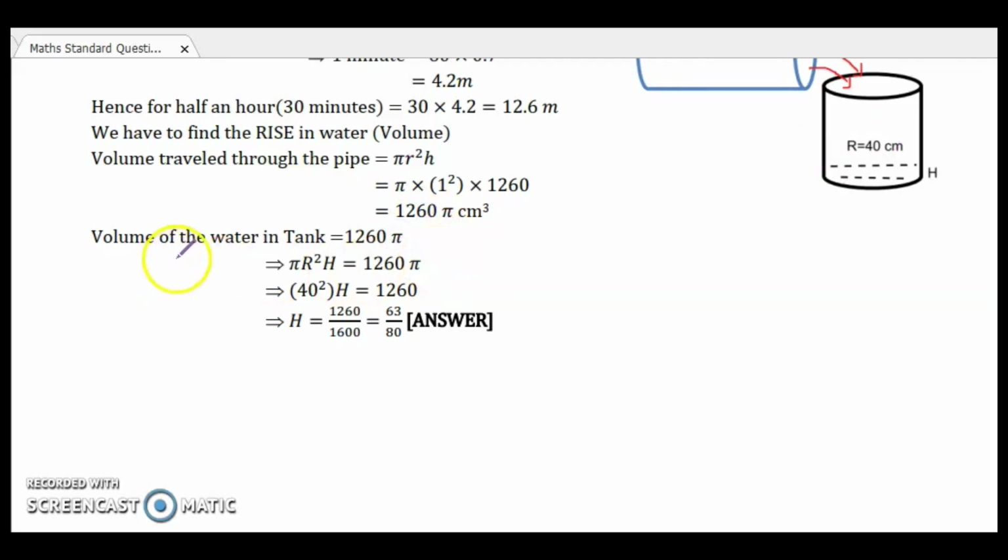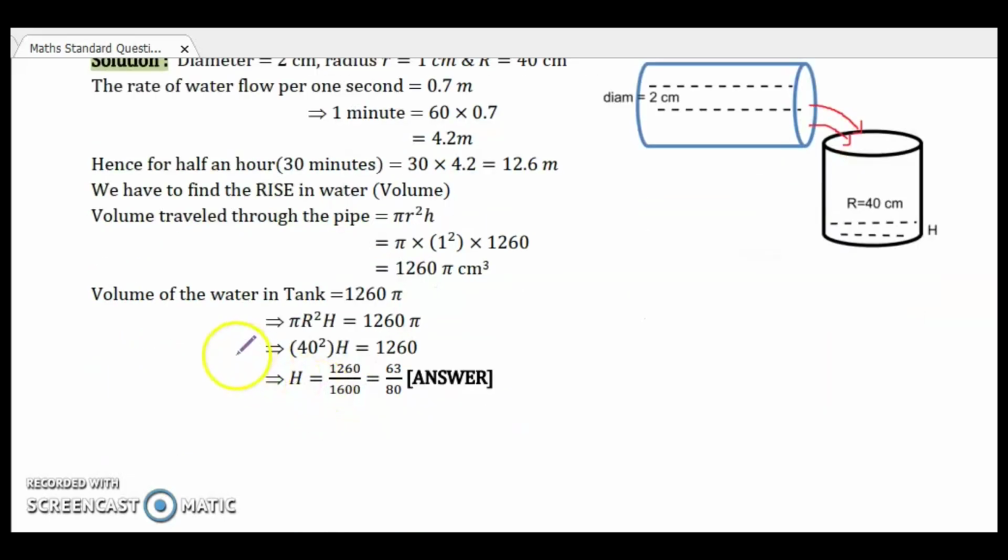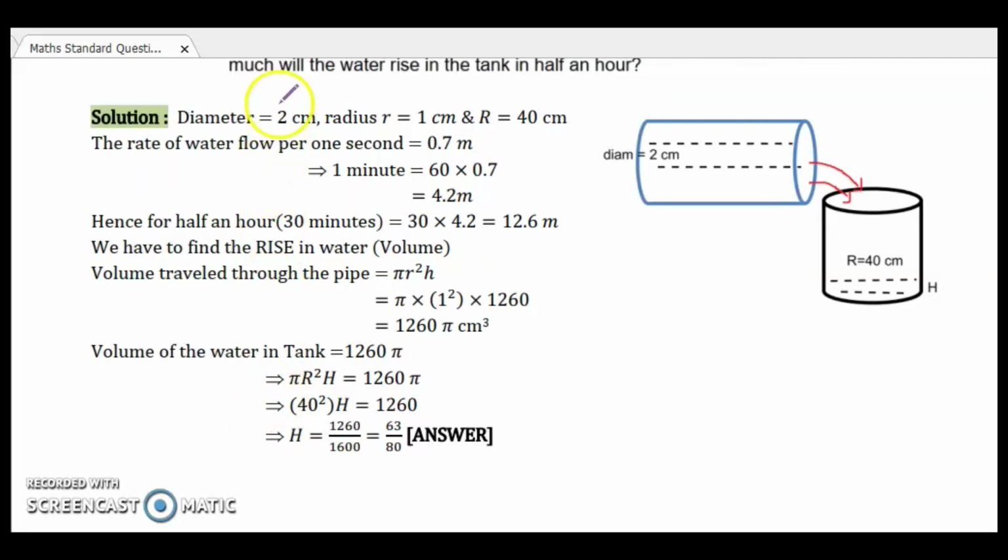But everybody knows the volume of the cylindrical tank. This is once again pi R square H. It is in terms of capital letters, right? It is given that the radius is equal to 40 and pi R square H is equal to 1260 pi. That means H is equal to 63 by 80. Therefore, what is going to be the rise of water in the tank within half an hour? That is going to be 60.